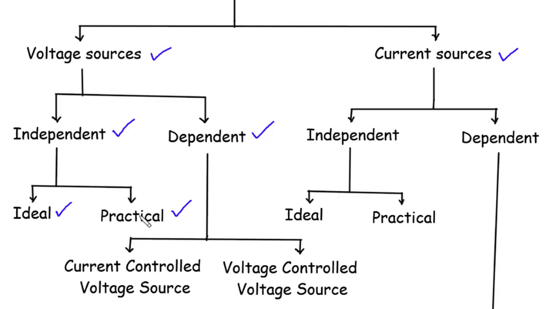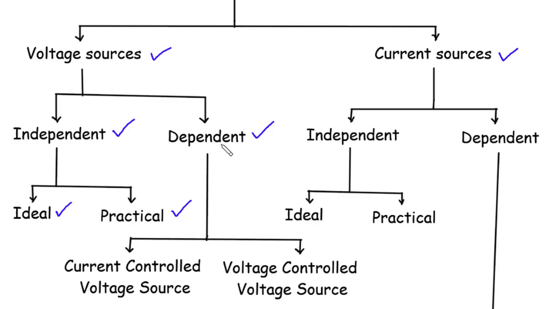On the other hand, practical voltage sources, such as real batteries or power supplies, have some internal resistance and limitations. In the real world, no source is perfectly ideal. Practical voltage sources may exhibit slight voltage variations depending on the load or current drawn from them. These sources are commonly encountered in electronic devices and power systems.